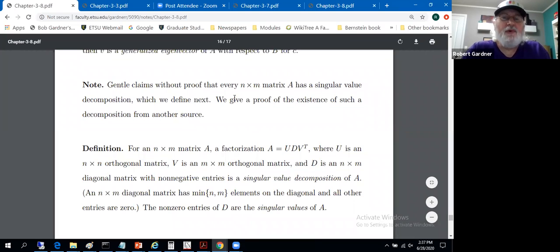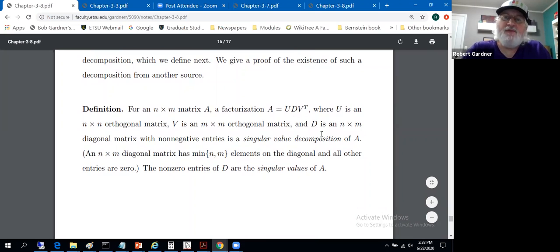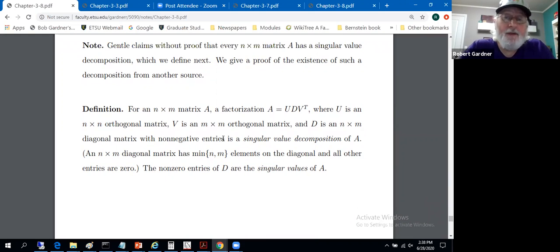All right, general claims without proof that every n by m matrix has a, to be defined, singular value decomposition. Let me give you the definition of that, and let's go to a different source, and we'll establish the fact that every matrix has a singular value decomposition. All right, here's what we mean by that. You hear decomposition, you ought to be thinking writing the matrix as a product. Factorization is how we've dealt with it before. For n by m matrix A, a factorization of the form A equals U D V transpose, where U is an n by n orthogonal matrix, V is an m by m orthogonal matrix, and D is an n by m diagonal matrix with non-negative entries, is a singular value decomposition of A.